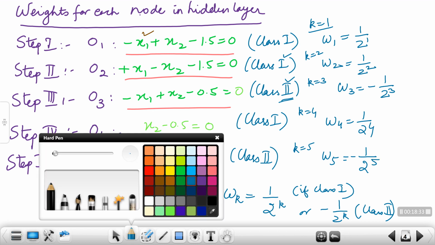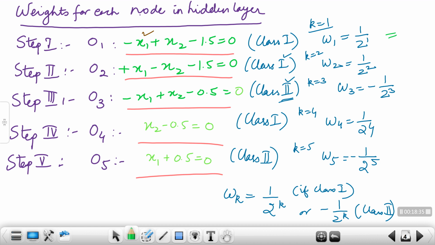Is that clear? So now what are these values? This weight is half, this weight is 1 by 4, this weight is minus 1 by 8, this weight is 1 by 16, and this weight is minus 1 by 32. So these are the weights which we get. Now we shall go to the next.